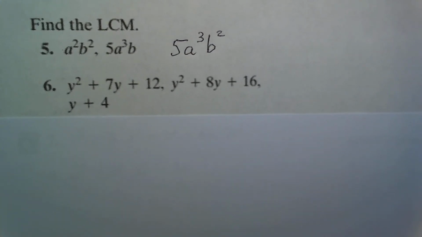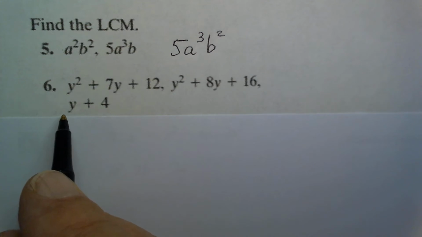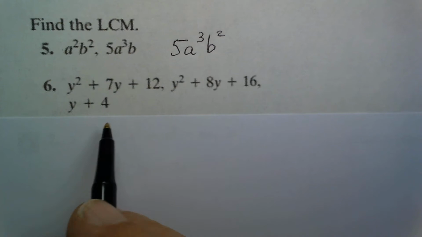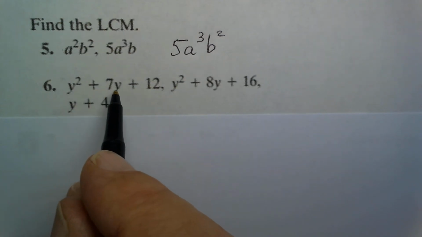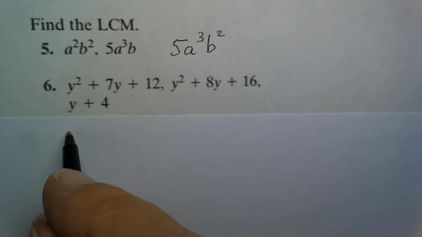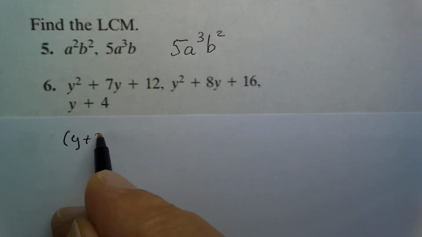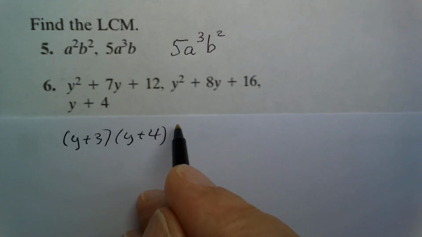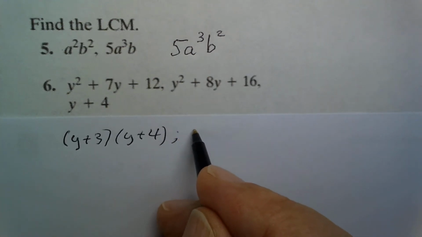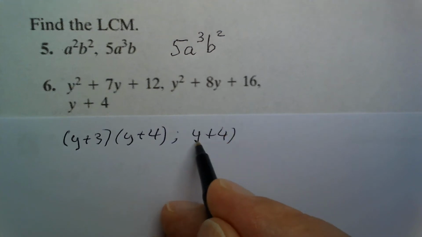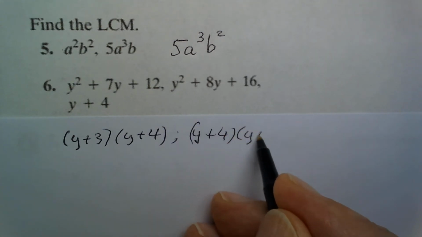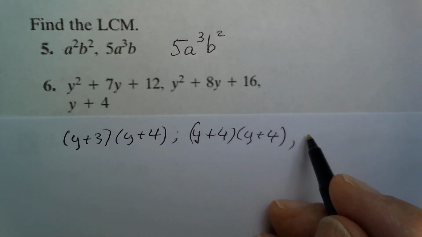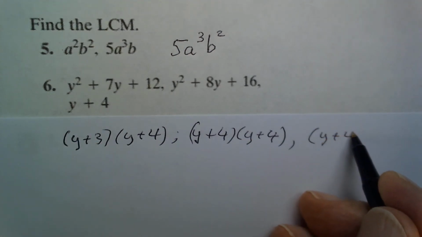So to find the LCM for the next exercise, we need to write these sums as factors. And so y squared plus 7y plus 12, we can factor that as y plus 3 times y plus 4. The next expression is y plus 4 times y plus 4, y plus 4 squared. And then the third one is simply y plus 4.